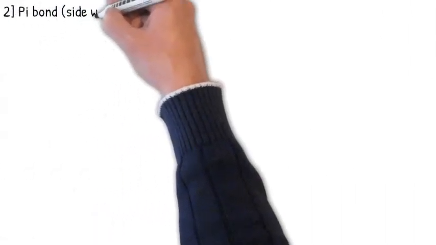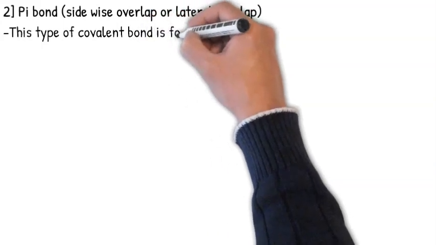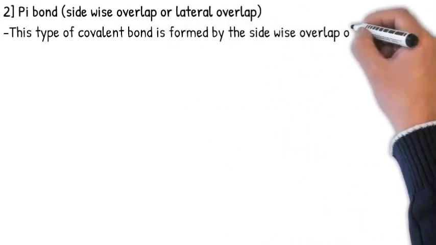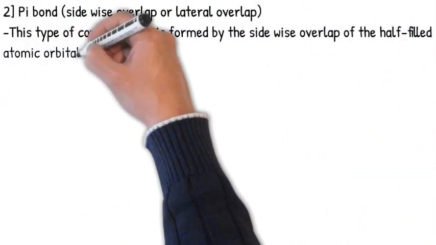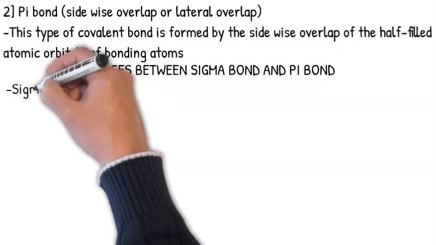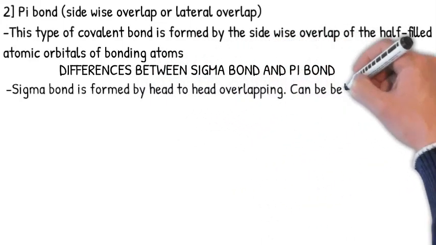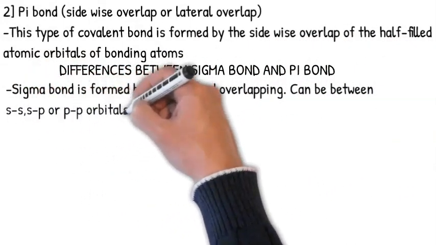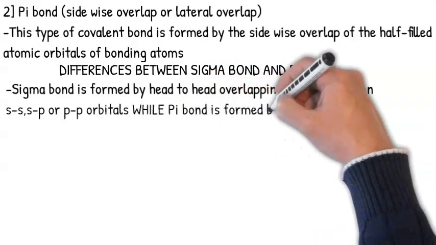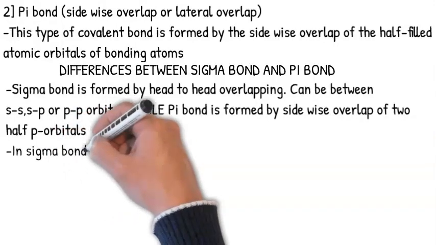Pi bond, sidewise overlap or lateral overlap. This type of covalent bond is formed by the sidewise overlap of the half-filled atomic orbitals of bonding atoms. Differences between sigma bond and pi bond. Sigma bond is formed by head-to-head overlapping, can be between s-s, s-p or p-p orbitals, while pi bond is formed by sidewise overlap of the two half-filled p orbitals.